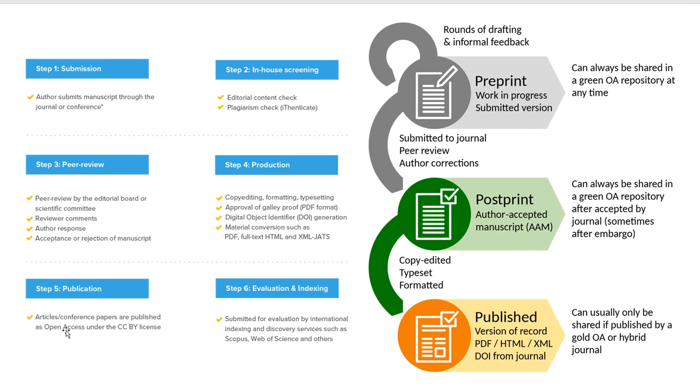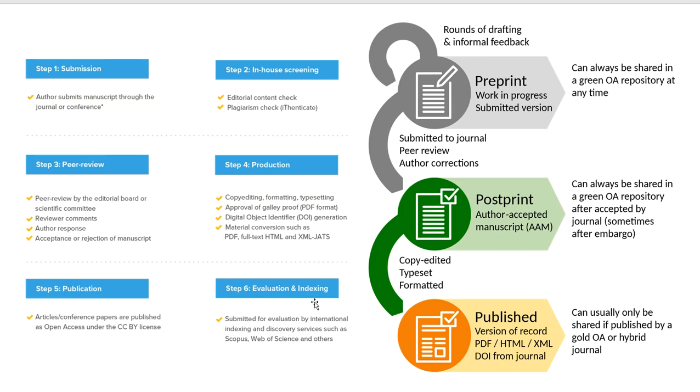Finally, publication: articles and conference proceedings papers are published as open access under the CC BY license, generally CC BY 4.0. And actually these types of Creative Commons licenses are categorized into seven types, such as CC BY, non-shareable license, Creative Commons non-shareable license here.